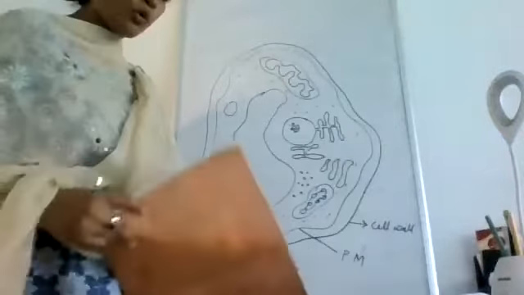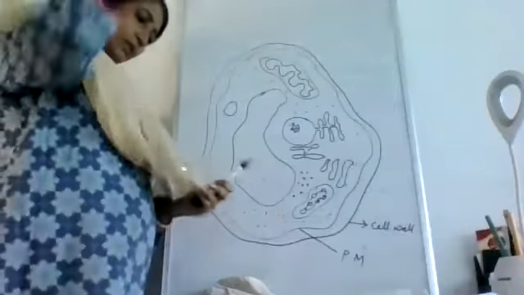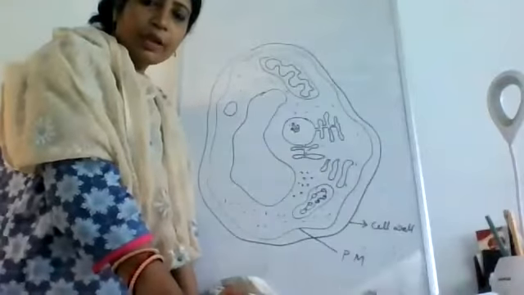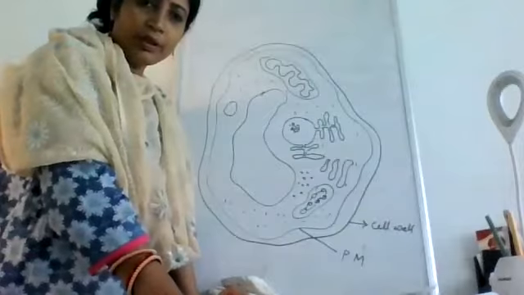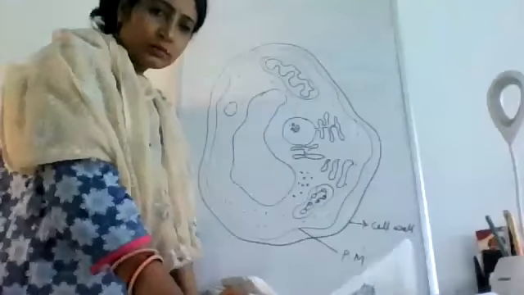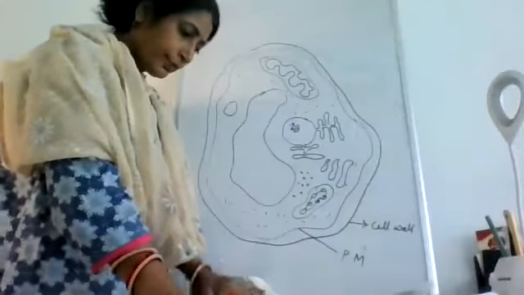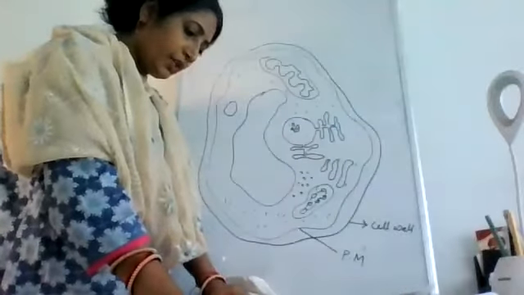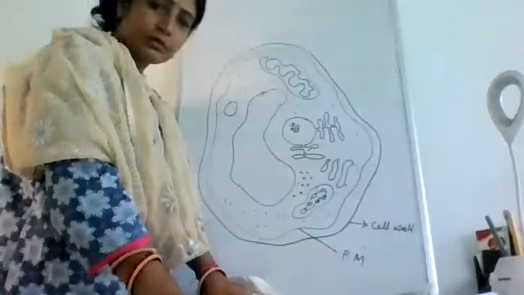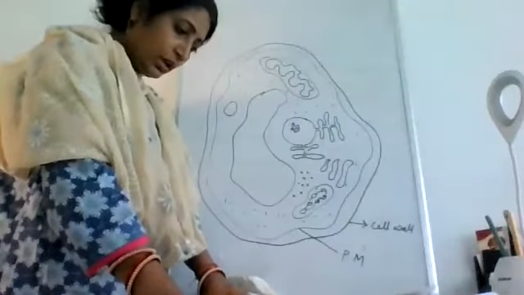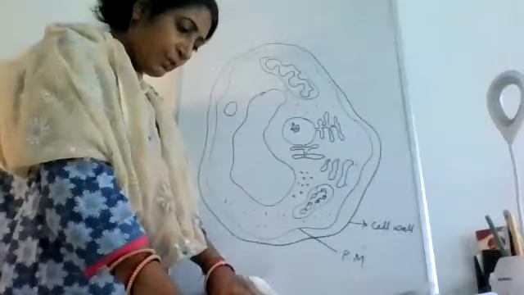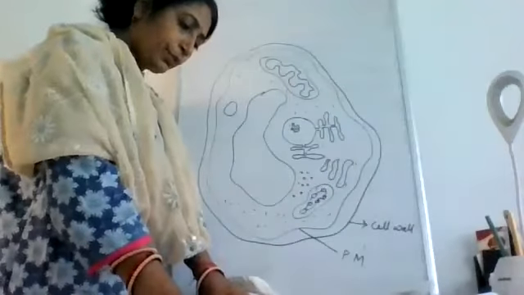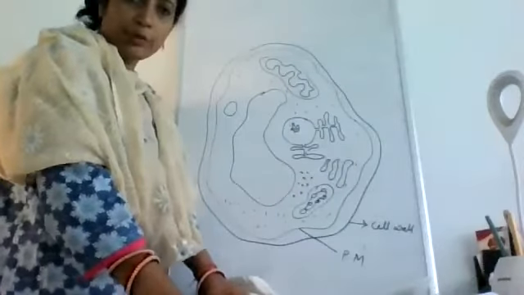Now let me see the book. What is given in the book? All of you see page number 62. Everybody is having? Yes, ma'am. In some organisms like bacteria, the nuclear region of the cell may be poorly defined. Why will it be poorly defined? Due to the absence of the nuclear membrane.